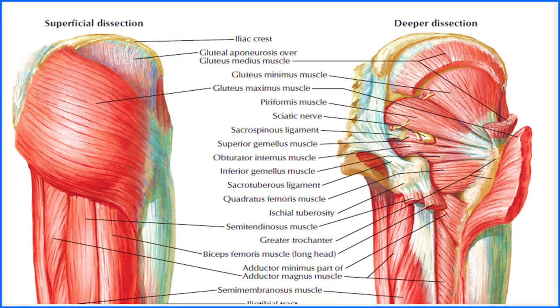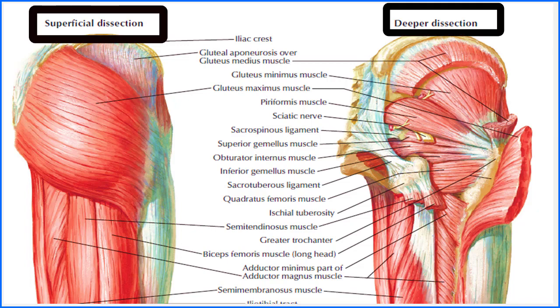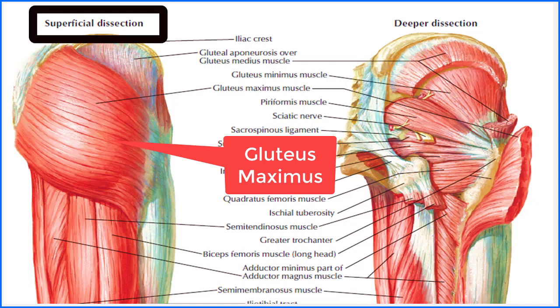So you can see on the left side, superficial dissection is shown, and on the right side, a deep dissection. When we remove some muscle, we can see the deeper group of muscles in this image. When we remove the skin and the superficial fascia, on a superficial dissection, we can see a big muscle on the posterior or gluteal aspect, that is the gluteus maximus muscle. This is the superficial muscle of the gluteal region, you all know this, and we can see the gluteus medius that is covered with the gluteal aponeurosis also over here.